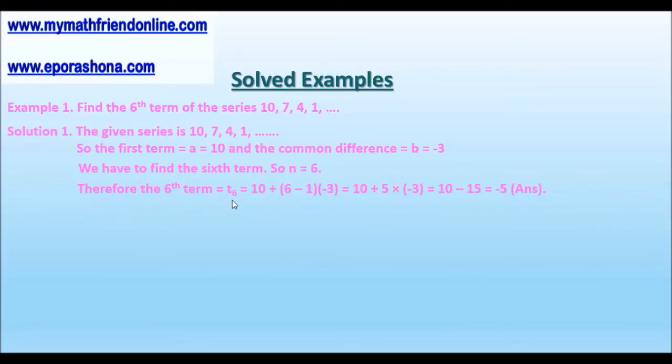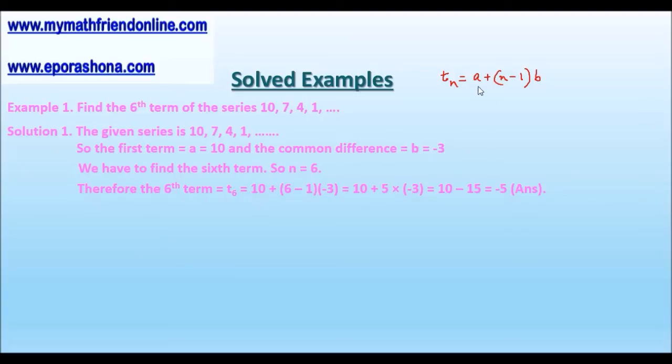Therefore, the sixth term equal to T6. Now, what was the formula? Let us just write the formula over here. Tn equal to A plus (n minus 1) into B. This was our general formula. Okay. Therefore, the sixth term is equal to T6.